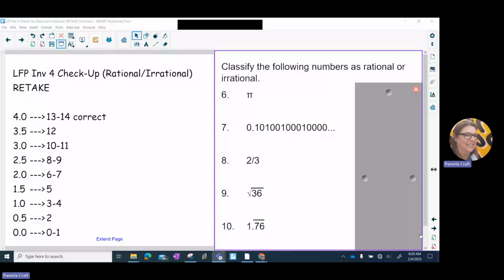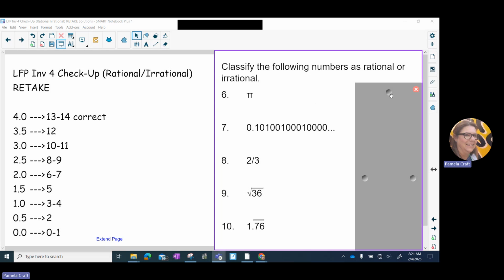LFP investigation 4, the solutions video for the standard NS. So we're going to start with classifying our numbers as rational or irrational.